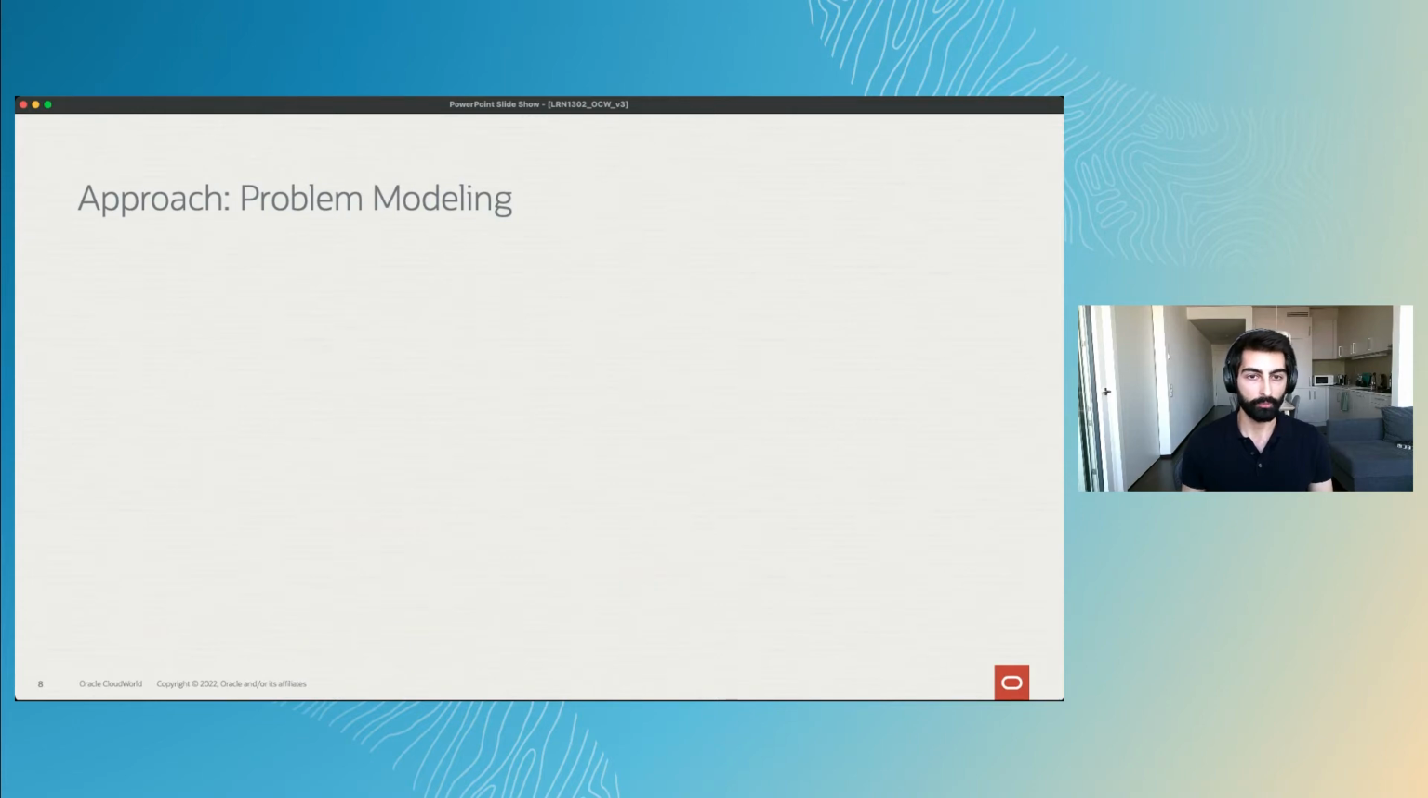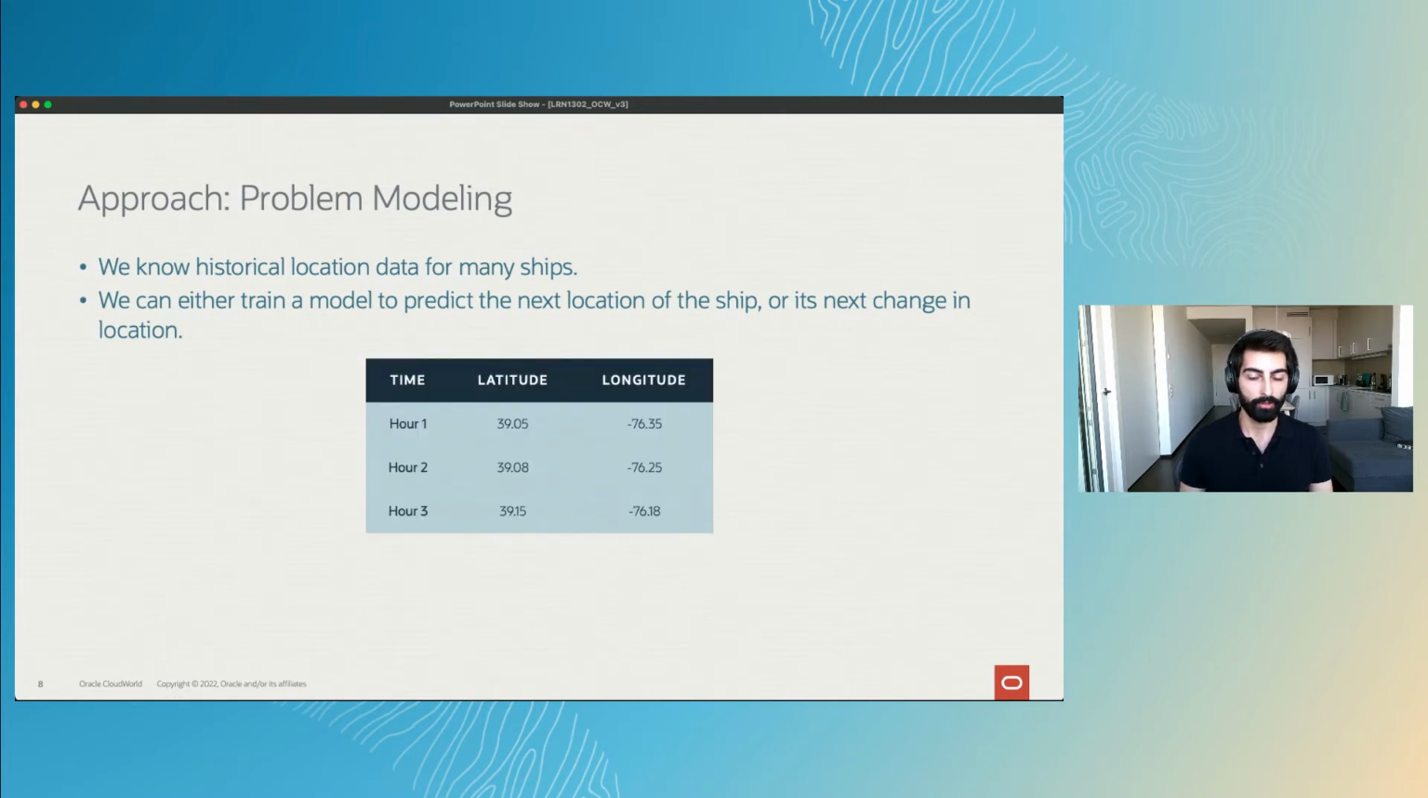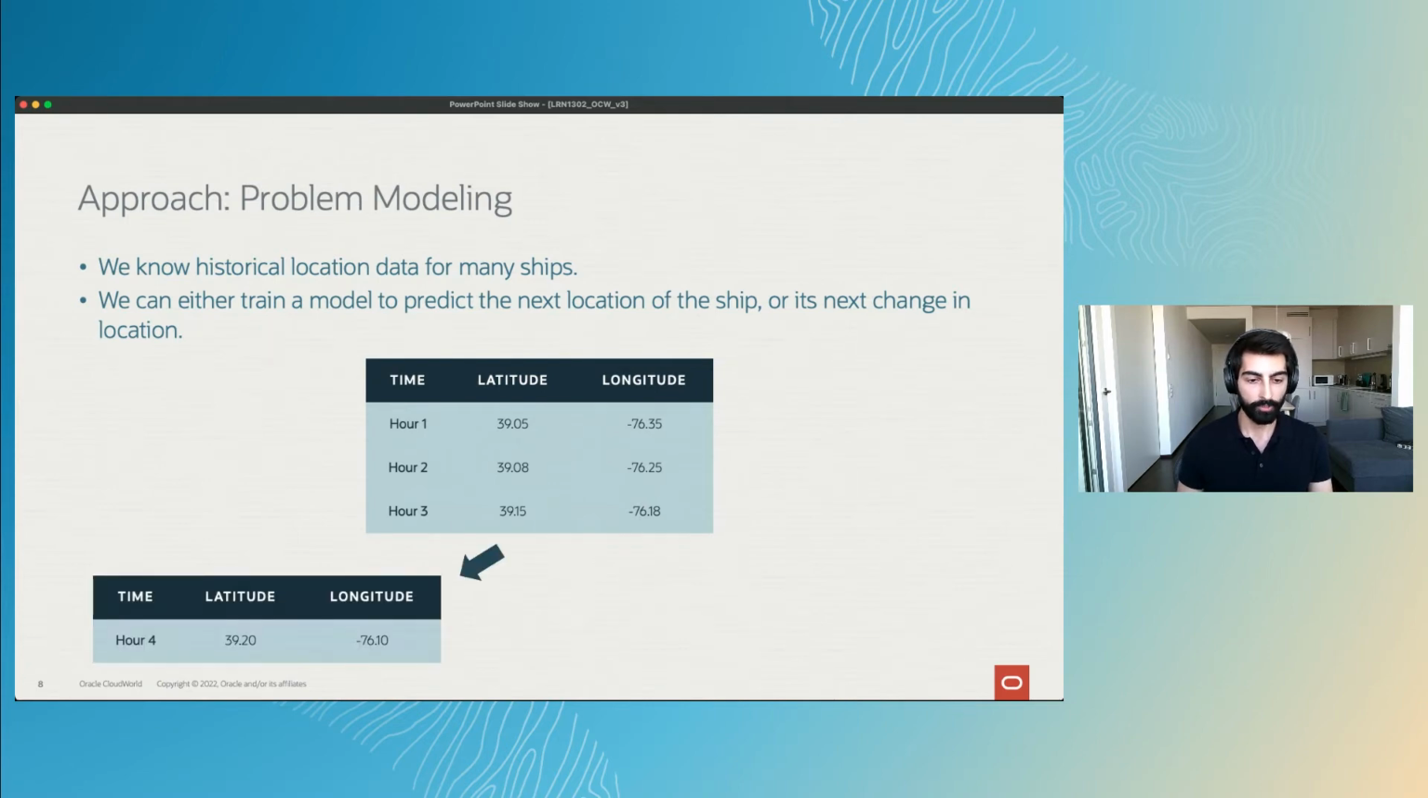Now that we have the data, how can we model this problem? We know the historical location of many ships. We can train a model to predict either the next specific absolute location of the ship or its next change in location. So what I mean here is, let's say for the first 3 hours, we know the latitude and longitude of a ship, and we want to predict where it will be on the 4th hour. One option is for the model to directly output a specific latitude and a specific longitude value. This is predicting the exact next location of the ship.